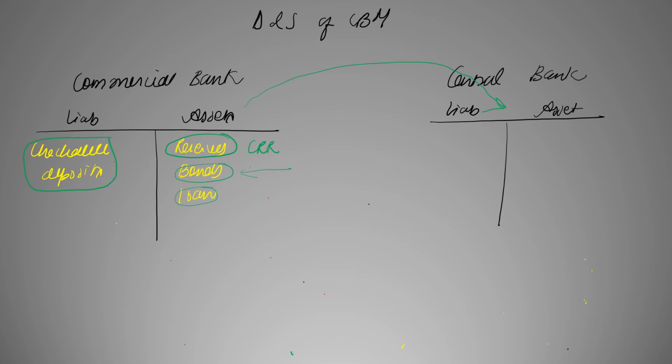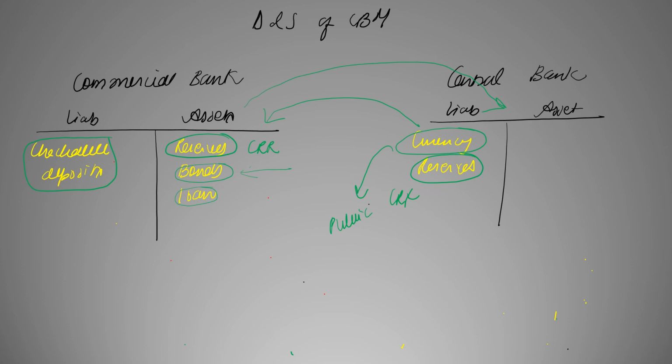Now coming to the central bank, we again have two sides, liability and assets. But things are a bit different over here. The liability side of the central bank will consist of currency and reserves. Currency, because the central bank is supposed to print currency for the public. So the central bank is liable to pay this currency to the public. And this reserve over here is the CRR that the central bank is supposed to pay back to the commercial bank. So again, the central bank is liable to pay it back to the commercial bank.